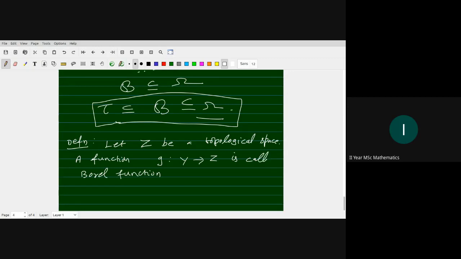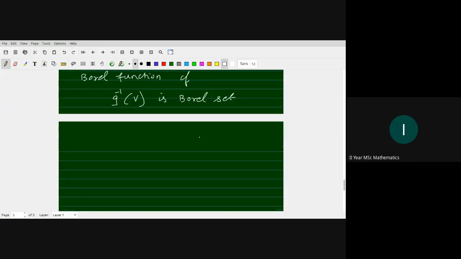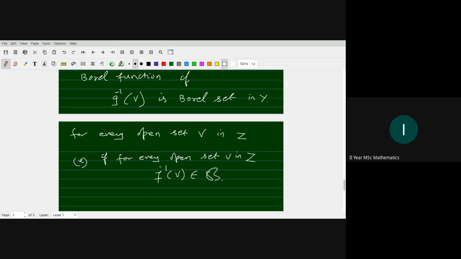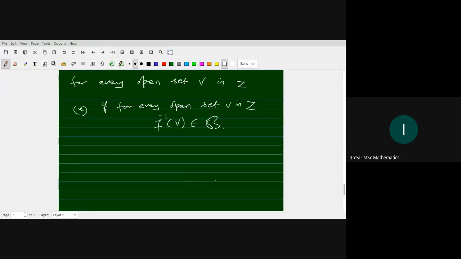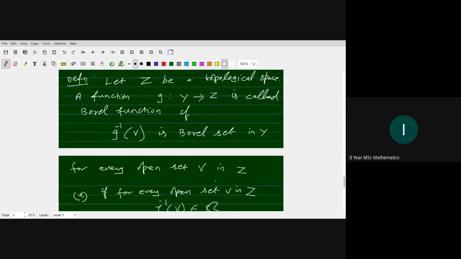It is called a Borel function if g inverse of B is a Borel set for every open set B in Z. This is a Borel set in Y. That is, for every open set B in Z, the inverse image of B belongs to script B, where script B is the Borel sigma algebra in Y. This is called a Borel function.